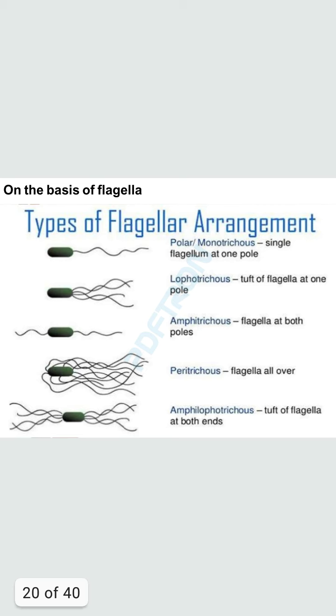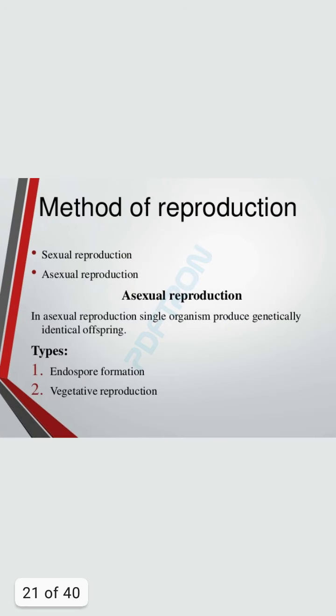On the basis of flagella, the types of flagella arrangement. Let's discuss the arrangement of flagella. Polar monotrichous: a single flagellum at one pole. Lophotrichous: a tuft of flagella at one pole. Amphitrichous: flagella at both poles. Peritrichous: flagella all over. Amphilophotrichous: a tuft of flagella at both ends. Let's see the diagram of the arrangement of flagella.